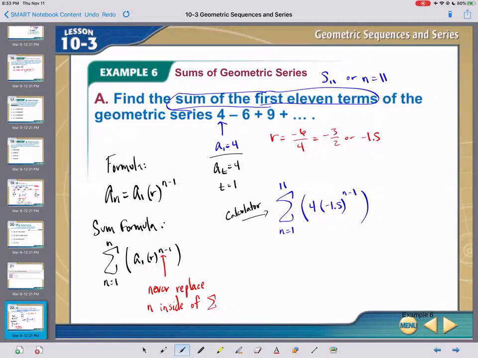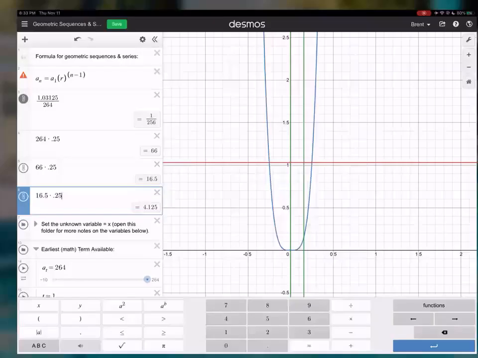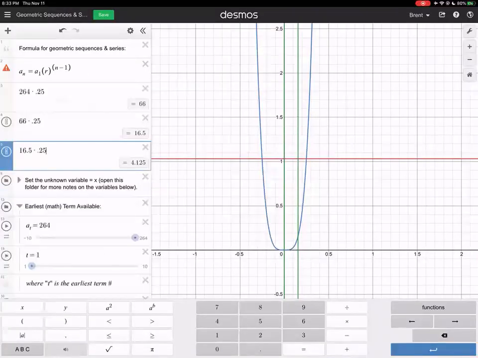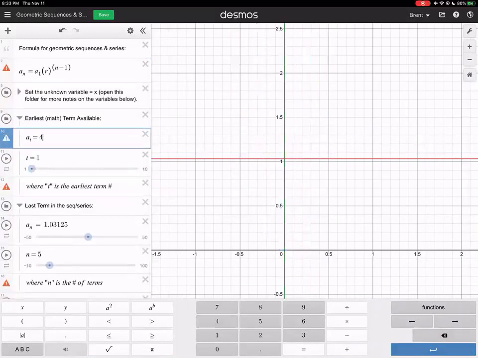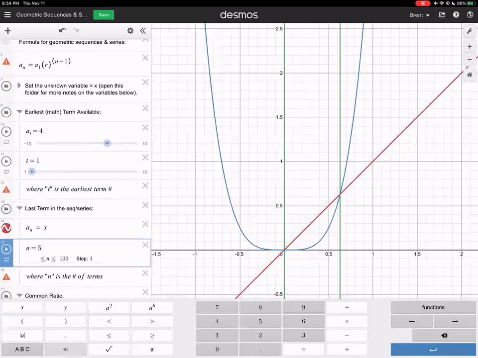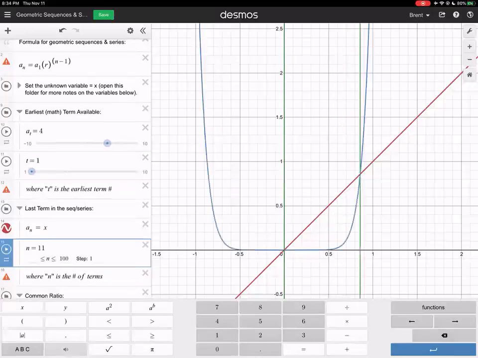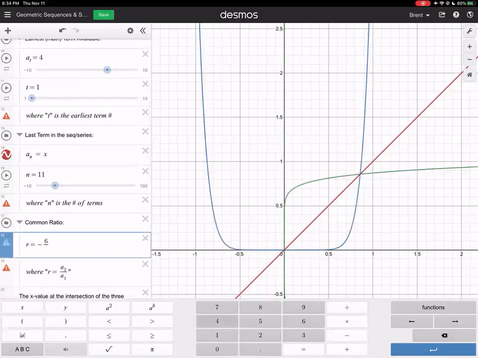Now, you could just use my calculator from the get-go. Let me pull that up. We could have said from the start, let me delete this stuff. We said the first term is 4. The last term we do not know, but we do know there needs to be 11 of them. The common ratio we had as -6 divided by 4.